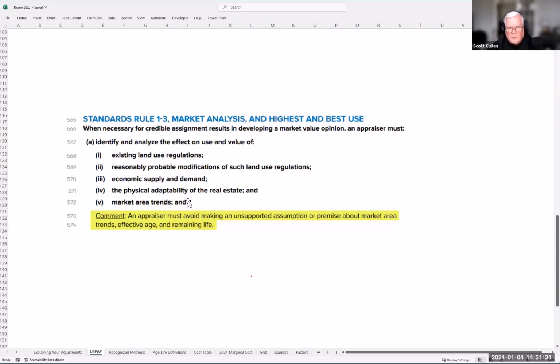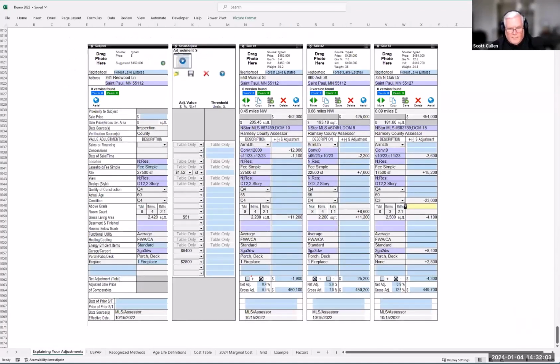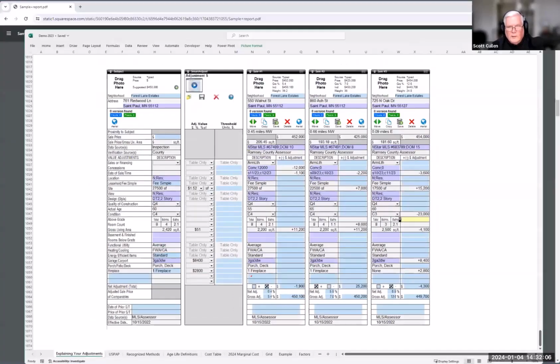You know, you make an assumption about the value after you have measured the subject and you've looked at the interior photos and driven by the comps for the comp photos. You start off with an idea that, yeah, I think that contract price is pretty close to market, and then you test it in the cost approach and in the grid. And if everything lines up, then you've got a well-supported assignment result. So back to explaining your adjustments again. I'm going to go over to this.